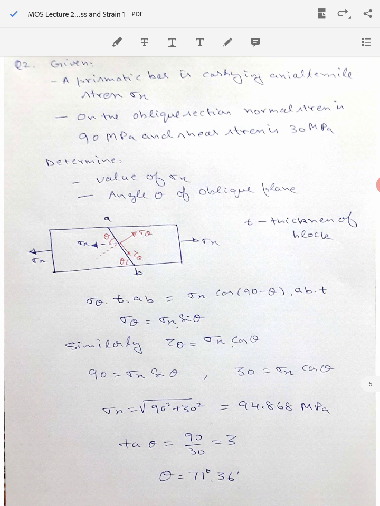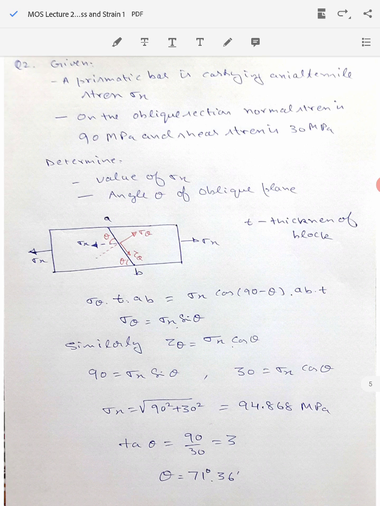Let's take the case where this rod has length L, width B, and thickness T. What we do is resolve the forces in the vertical and horizontal direction of AB.